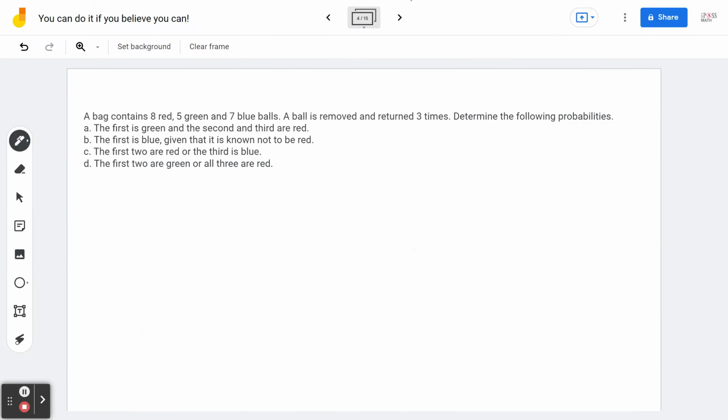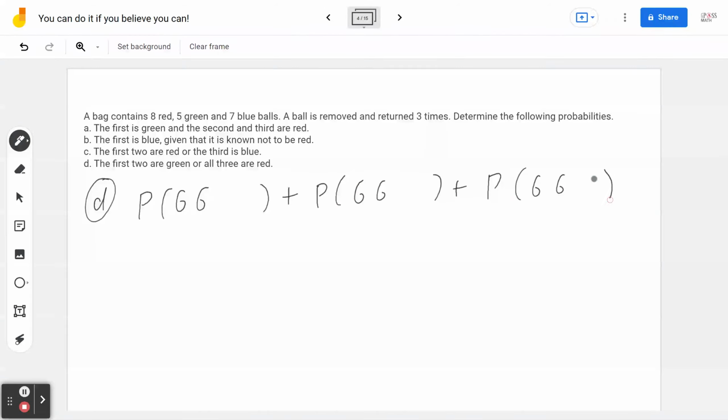Okay, this is it. Part D. The first 2 are green or all 3 are red. So in this case, again, think about the first part. The first 2 are green. Okay, so this could be green, and think about that third case. So really, there are 4 cases in total.